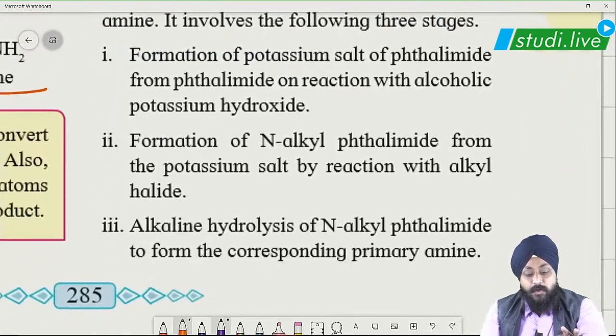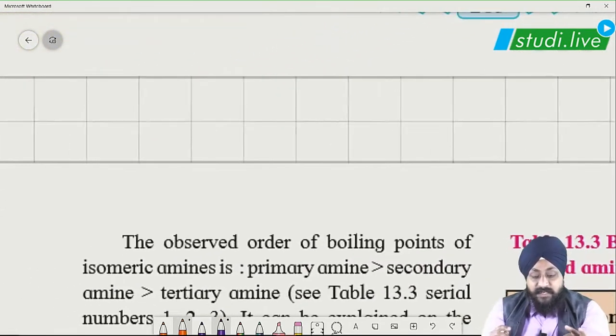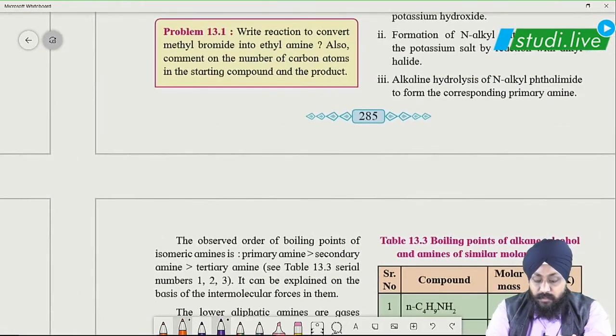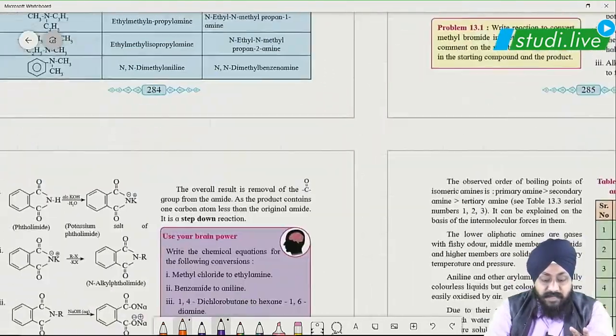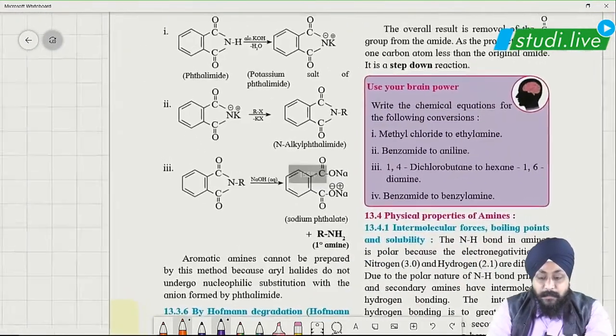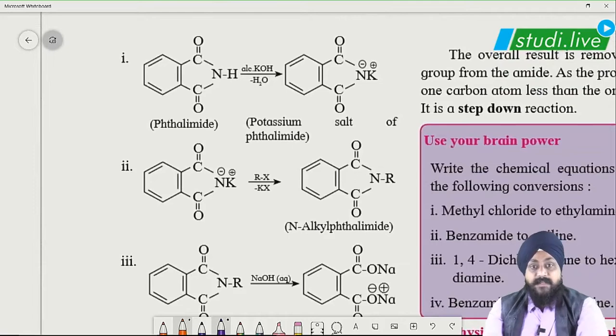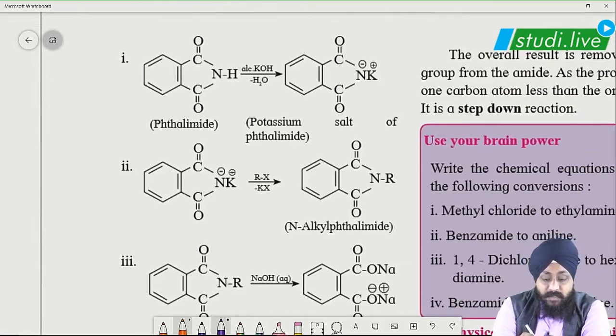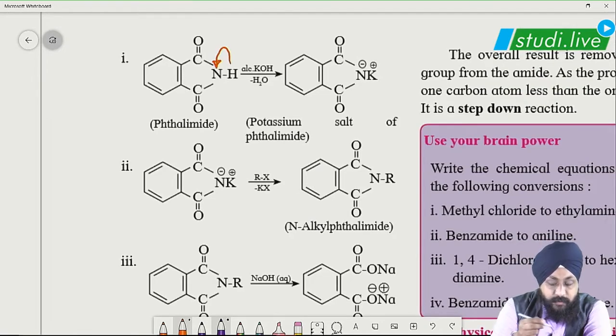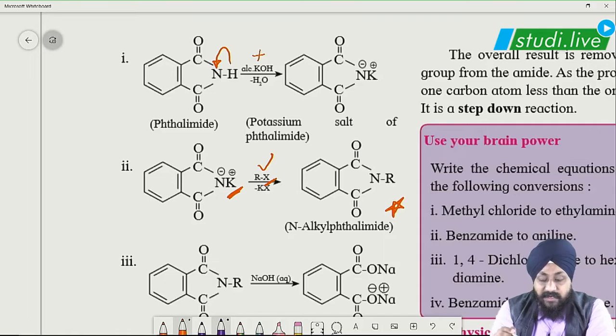Now students, we are going to talk about our Gabriel phthalimide synthesis. Now what happens in this Gabriel phthalimide synthesis? See, this is phthalimide. You treat it with alcoholic KOH. So students, here N will be taking the electron of H. Okay, so this K plus will combine with this N and you will get a salt. That salt is treated with what? Alkyl halide. So here this potassium and halide are moving out. So what you are getting? You are getting N-alkyl phthalimide.